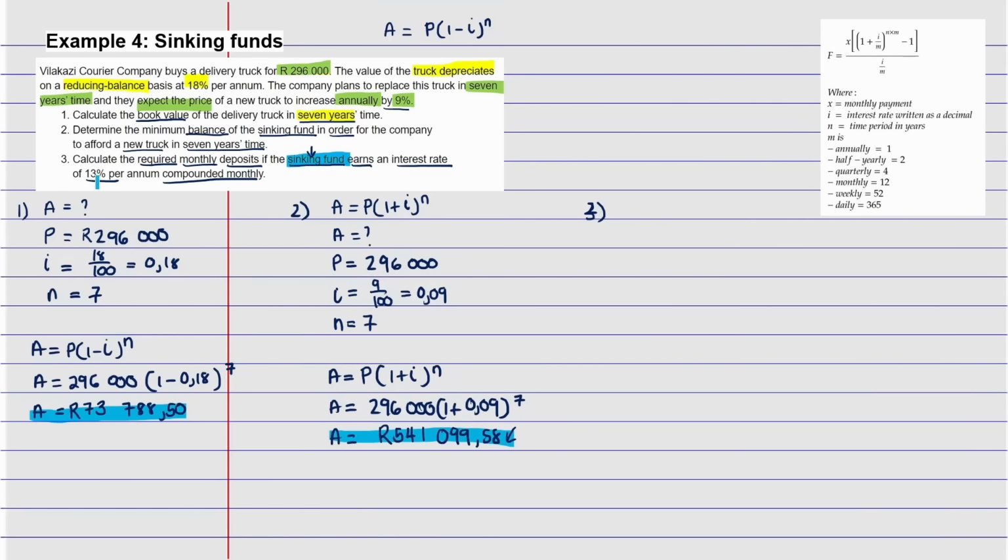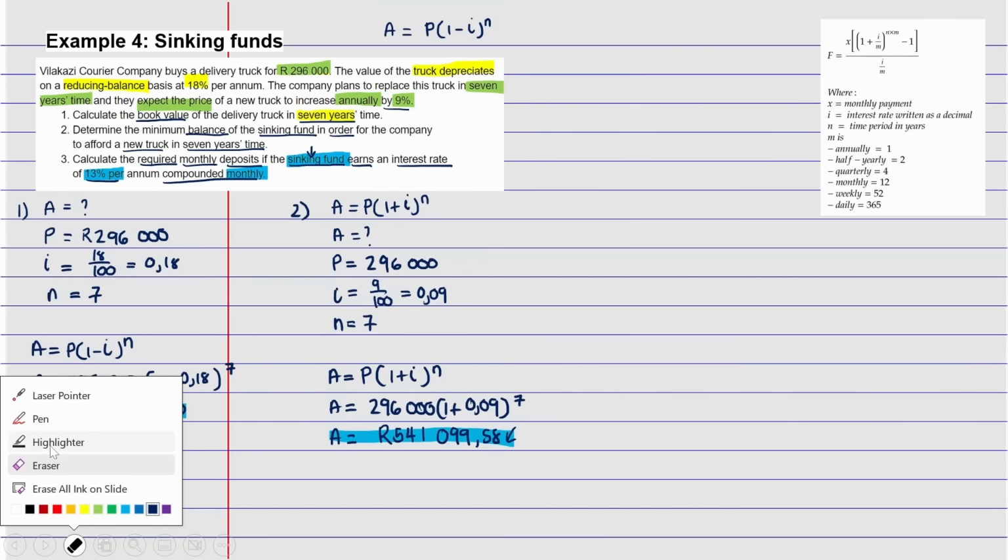And that sinking fund is going to earn 13% per annum compounded monthly. So now we need to take from the difference of the two how much we need to save monthly for a period of 7 years so that we can cover the new truck. So first we need to find the difference, because we're going to deposit the 75,000. So we're going to calculate F, which is the difference between the two. It's going to be 541,099.58. Let me just do this because we're not going to have space. Okay, let me just erase this.